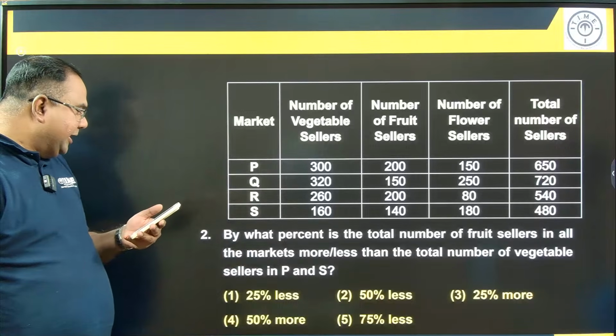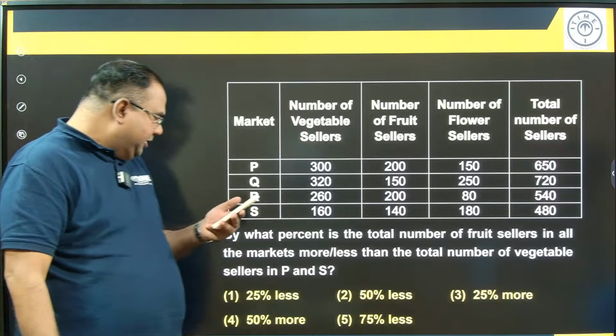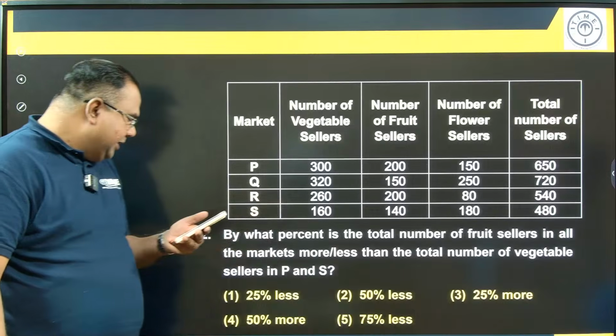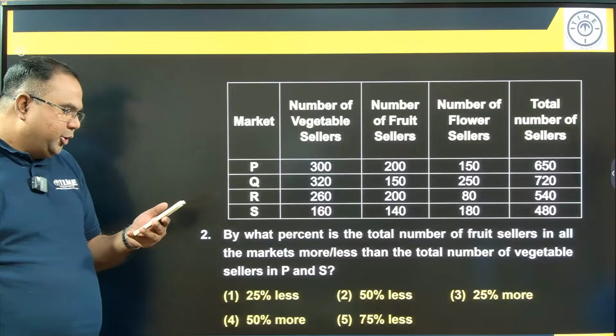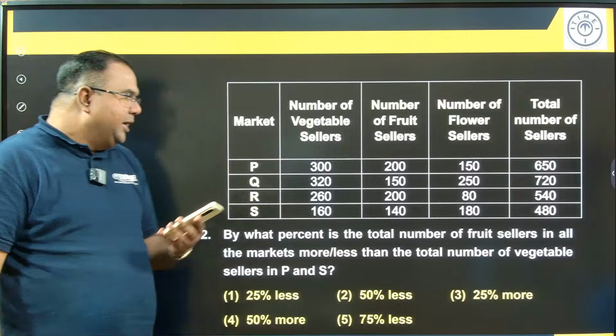50% more. Correct answer, Gaurav. CPU, it's not the first option. 50% more. Right. The fourth option should be your answer. No, it's not 25% more. It has to be 50% more. Once check your values.